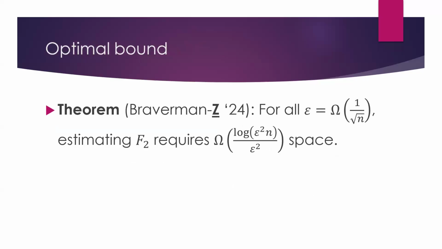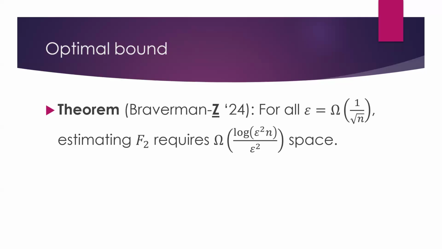Okay, so what are we showing? In essence, we are showing that the AMS algorithm is tight. It is the best that we can do, but not exactly. So let me add two footnotes and why they are there. What we are showing is that for every epsilon that is at least 1 over square root n, we need at least log of epsilon squared n over epsilon squared bits of space to get a 1 plus minus epsilon approximation of the second moment.